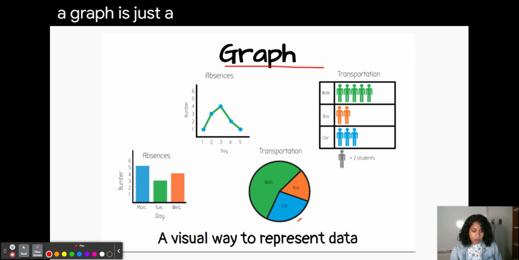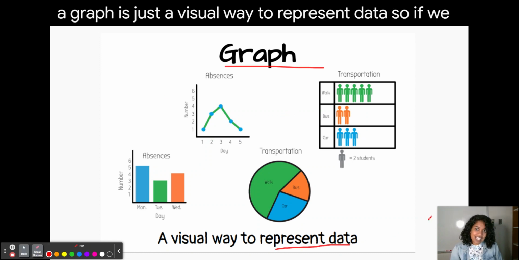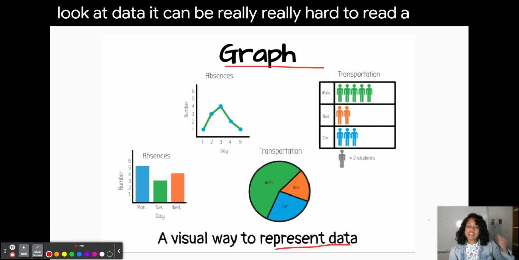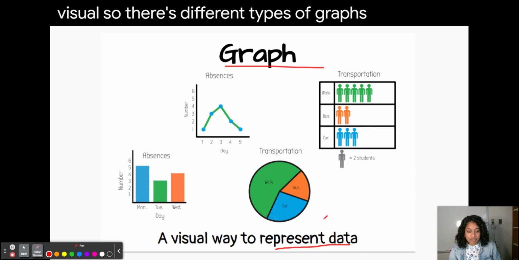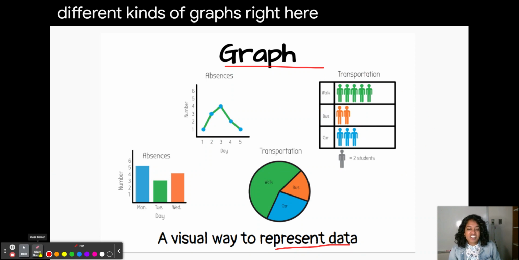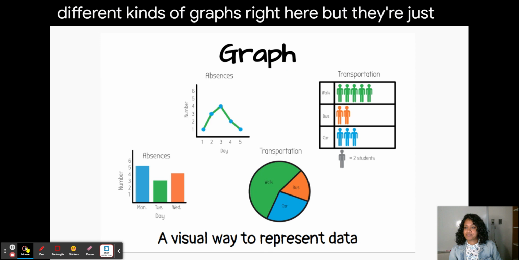All right, let's go ahead and talk about what is a graph. A graph is just a visual way to represent data. If we look at data, it can be really hard to read. A graph just makes it easier for us to read it and makes it more visual. There's different types of graphs. Here are different kinds of graphs right here, but they're just a visual way to represent data.